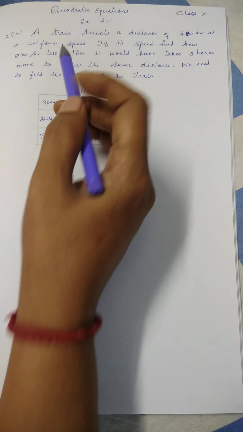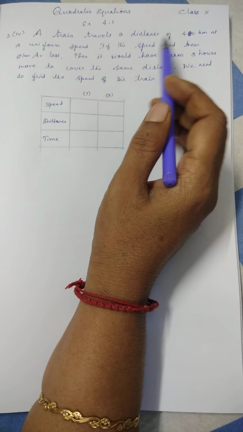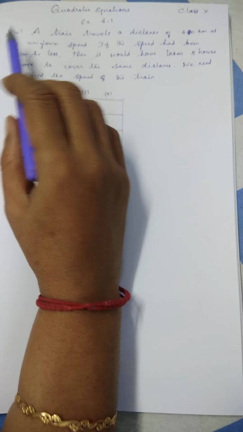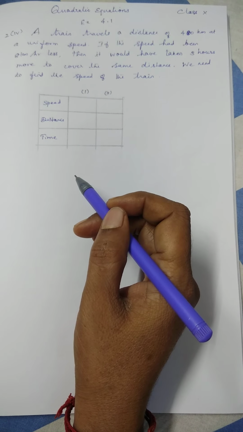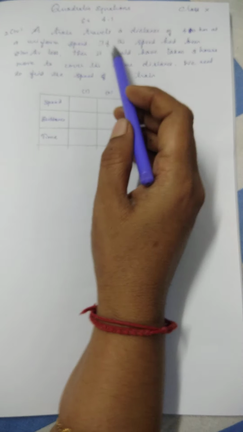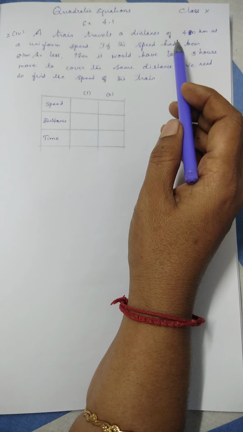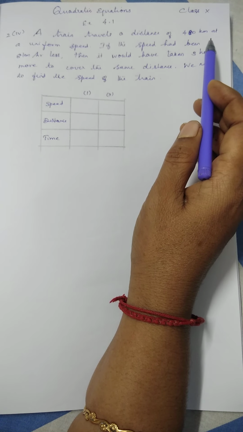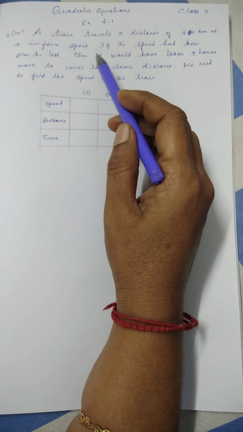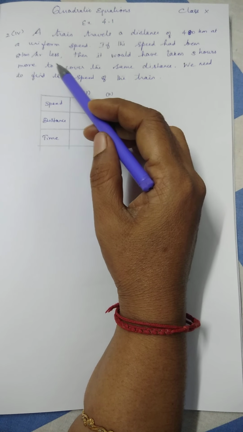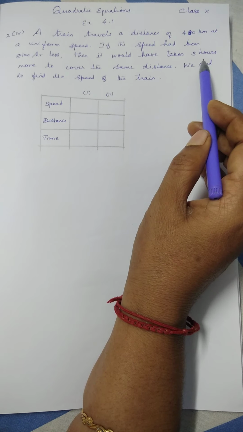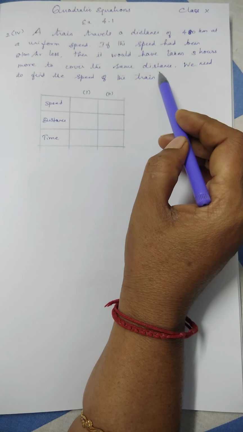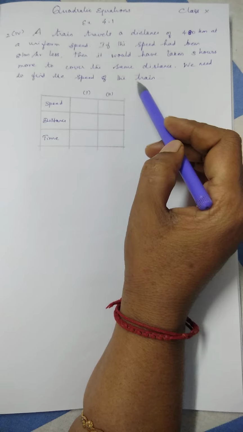Today we're going to see about quadratic equations in exercise 4.1, second sum, fourth part. It is a train sum. It's a very important sum from the board point of view. A train travels a distance of 480 km at a uniform speed. If the speed had been 8 km per hour less, then it would have taken 3 hours more to cover the same distance. We need to find the speed of the train.